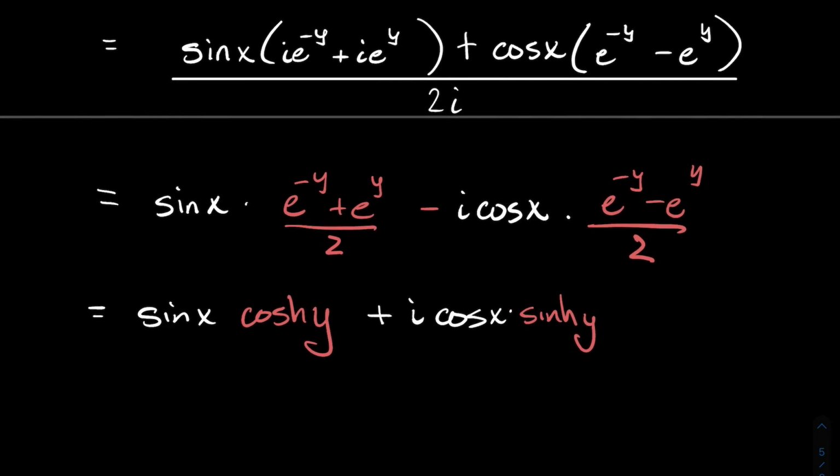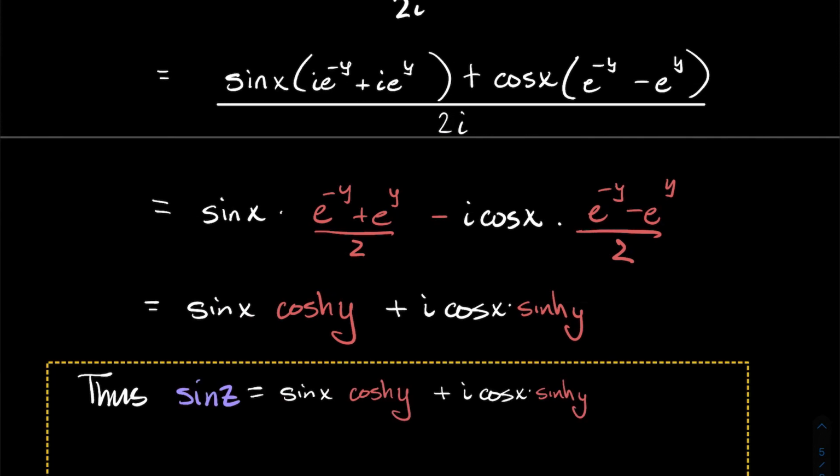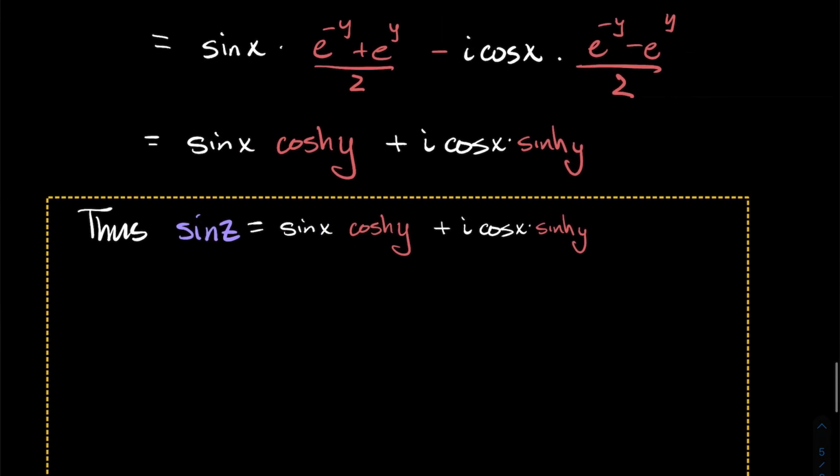So what have we done? Hopefully I haven't lost you or confused you too much. I have managed to rewrite sine of z in its real and imaginary parts. The real part of complex sine is sine of x times hyperbolic cosine of y. And the imaginary part of sine of z is cosine of x times hyperbolic sine of y.